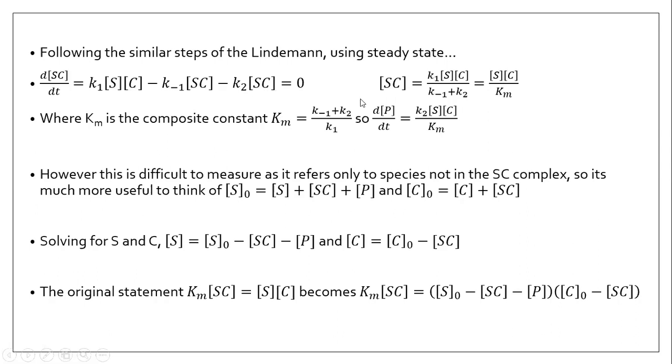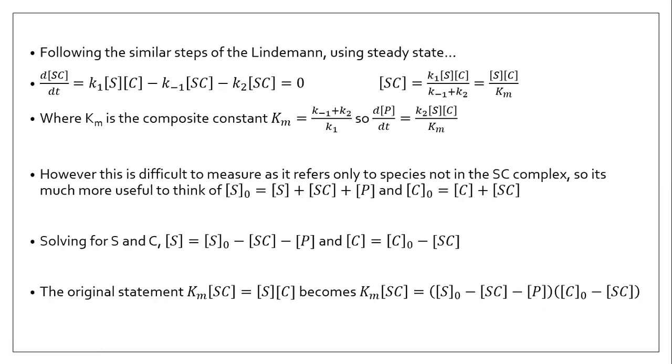Getting our substrate catalyst to the other side, dividing by k minus 1 plus k2, this is very simple. SC is k1 times S times C over k minus 1 plus k2. And so we're going to add all those terms together as over Km, where the capital Km is equal to k minus 1 plus k2 over k1. So such that then the change in product is equal to k2 times S times C over Km.